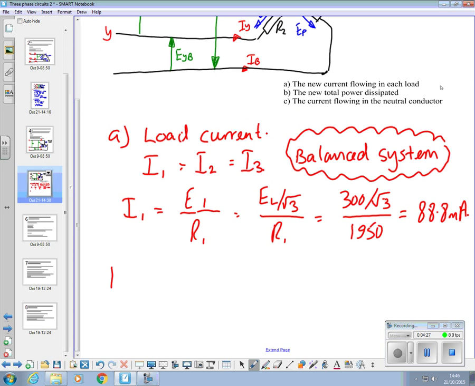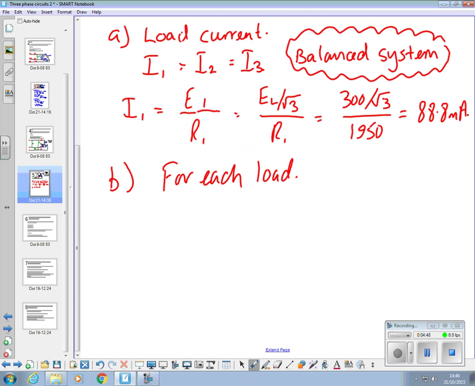So, part B, we'll separate it again, just for the benefit of being able to compare with the faulted system. So for each load, P load is equal to what? Oh, you're doing the volts times current route. You could do that, or I squared R. It doesn't really make any difference which way you do it. So I squared R.